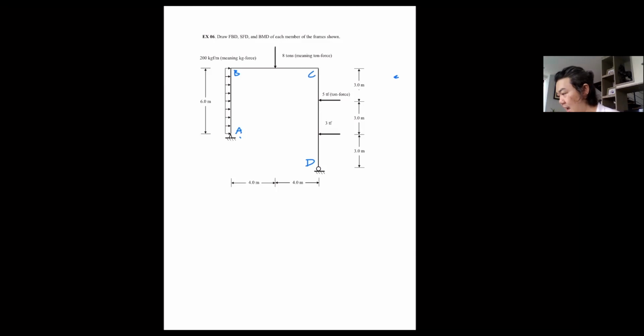We are going to have one reaction here. We are going to have another reaction here, and then one more here. You see, I kind of like to draw the support because it will show you how many reactions you're going to have. Okay, so without further ado, let's take a sigma MA equal to 0 first.